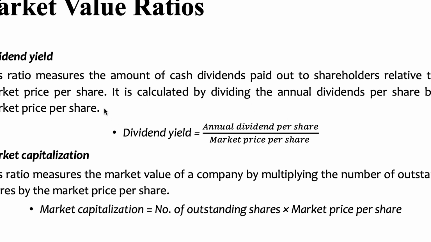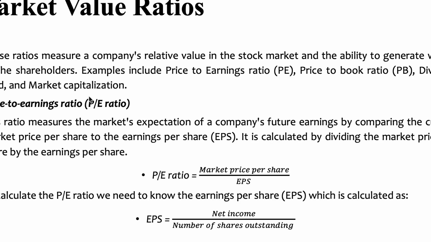We have different types. First, the price earning ratio, which measures the market expectation of a company's future earning by comparing the current market price per share to the earning per share. The market price per share, you can see from the stock market, how much the share price is. Then you divide it by the earning per share. The earning per share is the net income of the company, which you divide by the total share outstanding. So you need it to be able to calculate the price earning ratio.